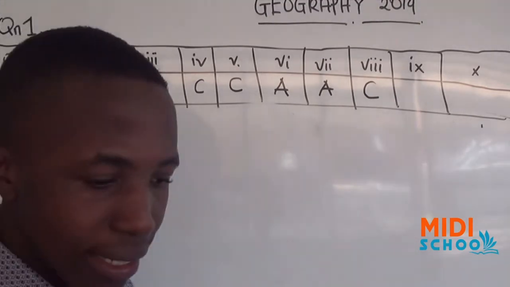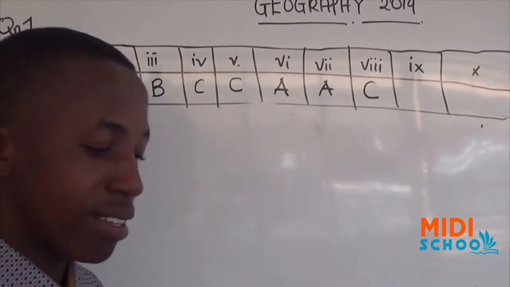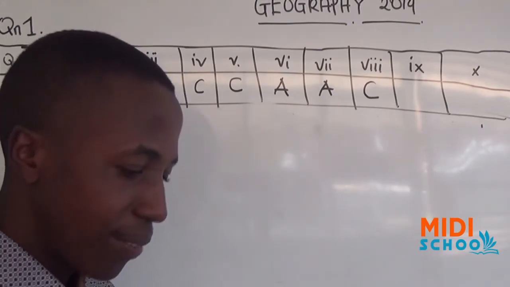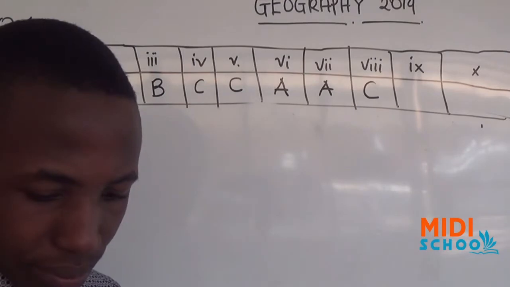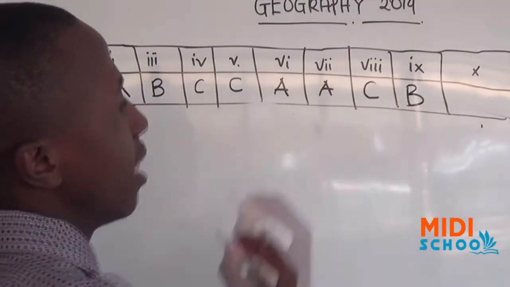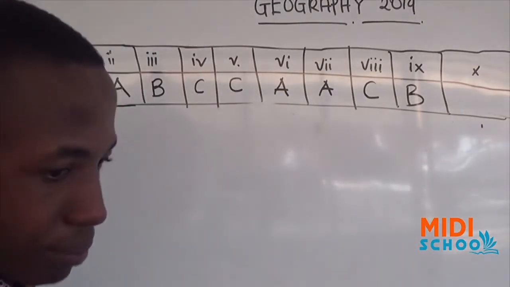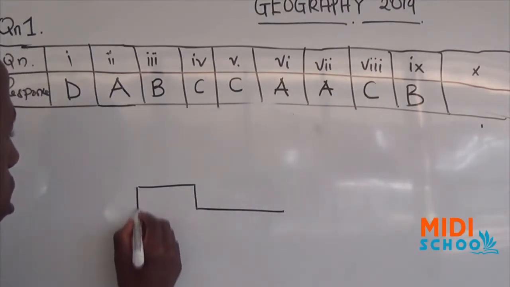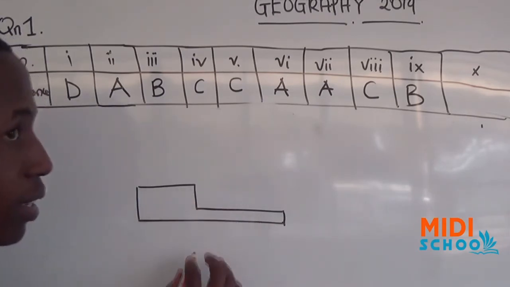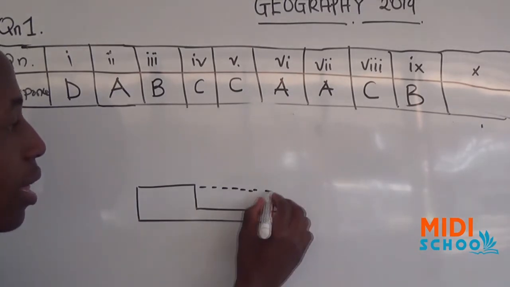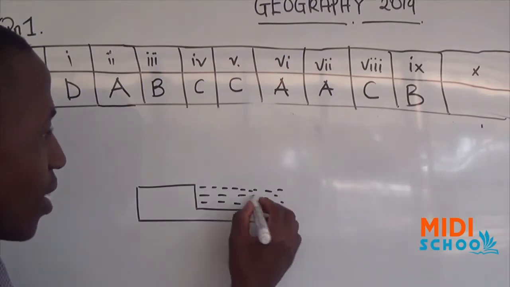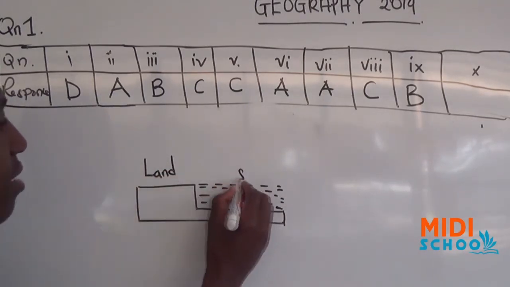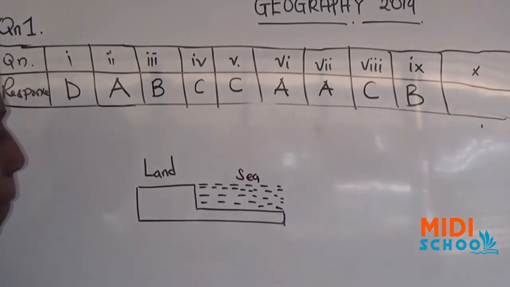But number 9, they have asked: the wind that blows from the sea to the land is called? Our answer is B. This is the sea breeze. How does it occur? We have this, the land, and this is the sea.